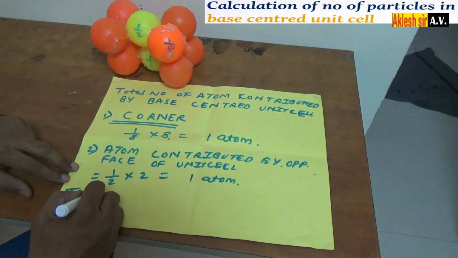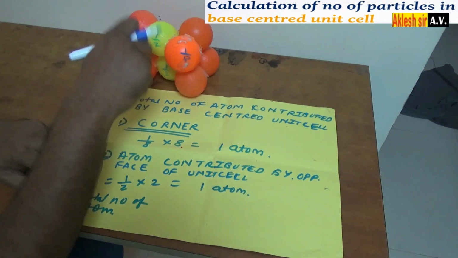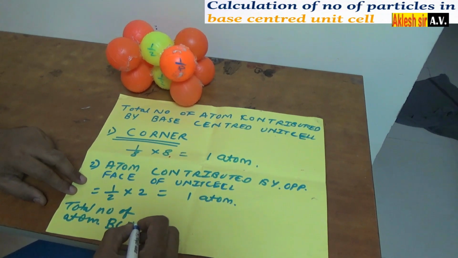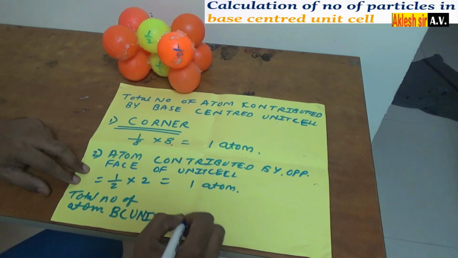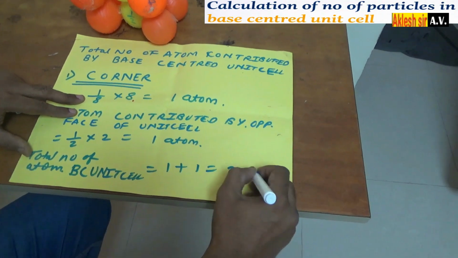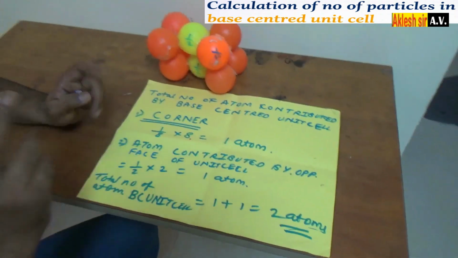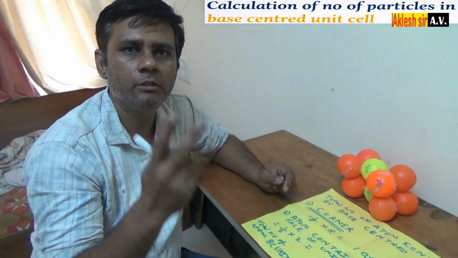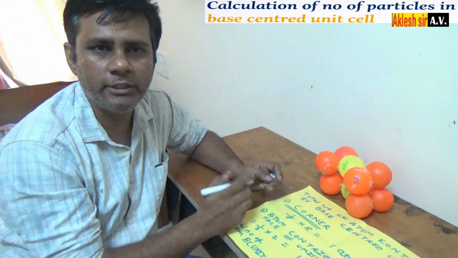So total number of atoms contributed by the base centered unit cell is equal to 1 plus 1 equal to 2 atoms. So in base centered unit cell 2 atoms are contributed. Like that you can remember, B for base, B for P second letter, 2 atoms. So 2 atoms are contributed by base centered unit cell.